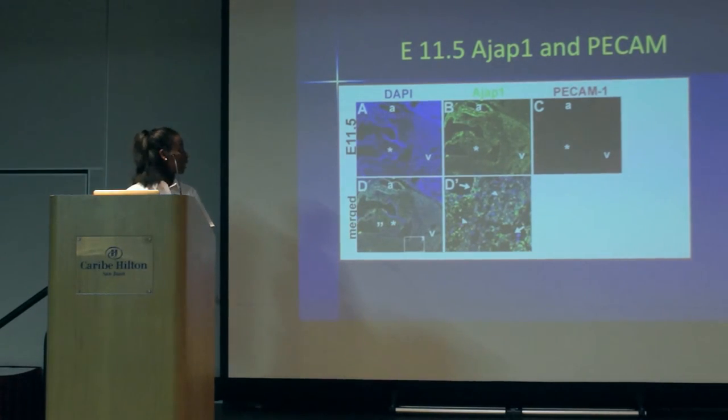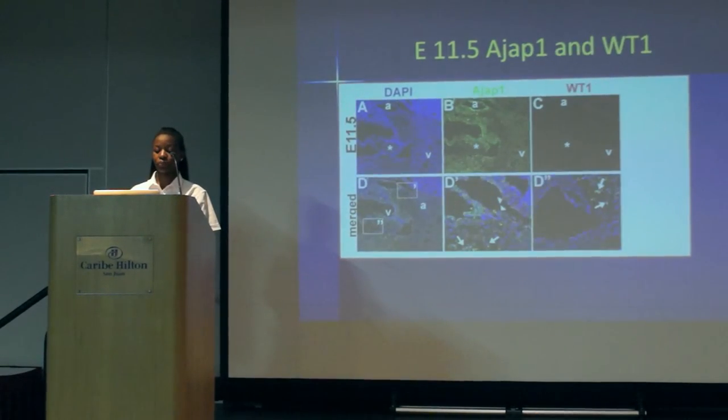Again, this is the PECAM staining, but for the embryonic 11 and a half mouse. And we can see that there's a deeper red shown, so PECAM is more prominent as the mice grow older. Because of this, HF1 may contribute to formation of the coronary endothelial cells in the endocardium lining of the heart, shown by the pinkish colors in the merged image.